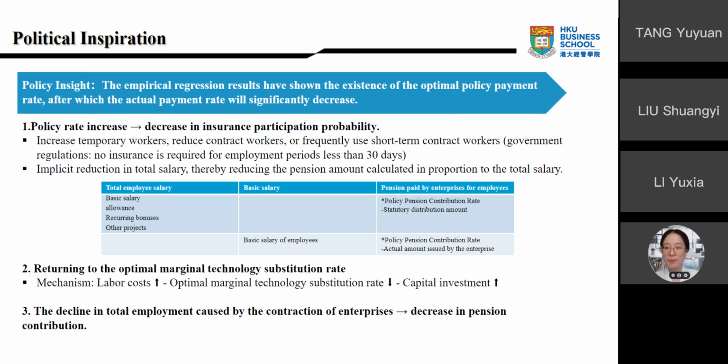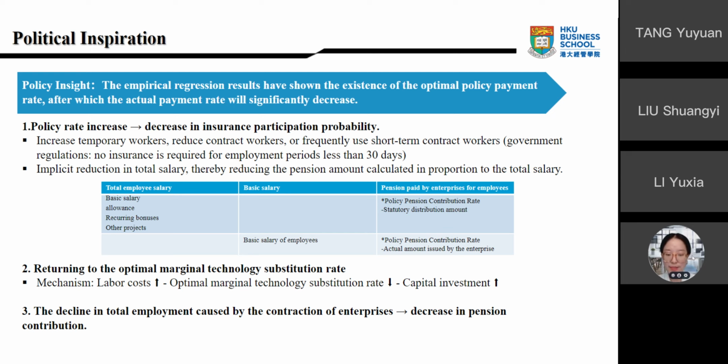And the next part is policy implications. The empirical regression results have shown the existence of the optimal policy payment rate, after which the actual payment rate will significantly decrease. Although enterprises cannot change their original contribution ratios, the probability of enterprise participation in pensions is significantly reduced. Enterprises mainly achieve these goals in two ways.